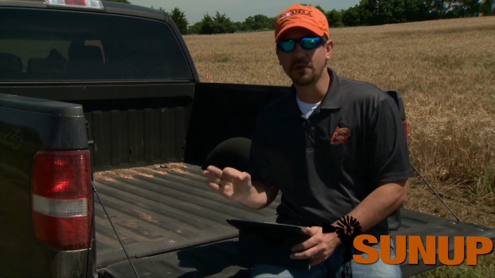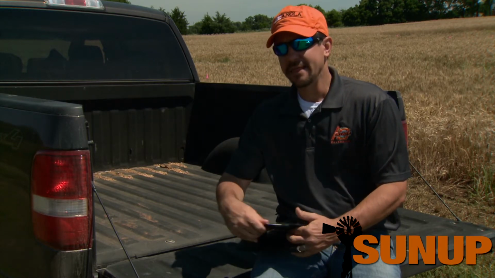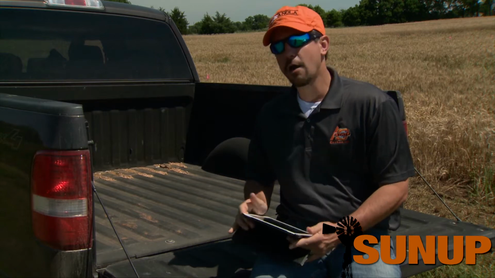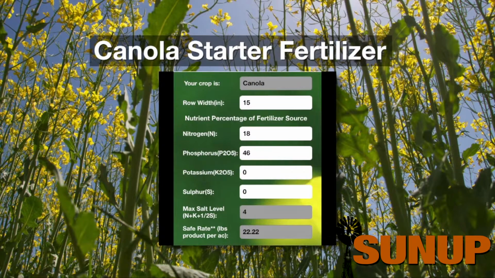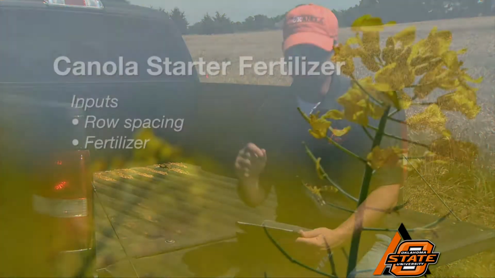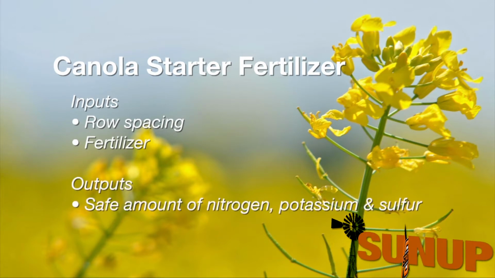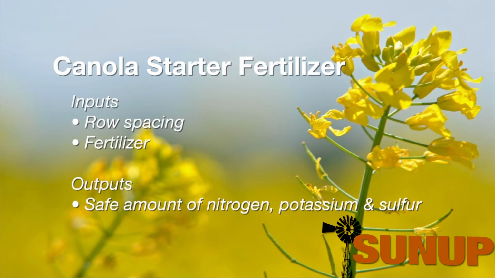The first app I'm going to talk about today is the Canola Starter Fertilizer App. This app is produced to help producers figure out how much fertilizer they can put with seed. A producer or user selects the row spacing and the fertilizer, and it'll tell you a safe amount of nitrogen, potassium, and sulfur you can place with that seed, and also the rate as far as product per acre.